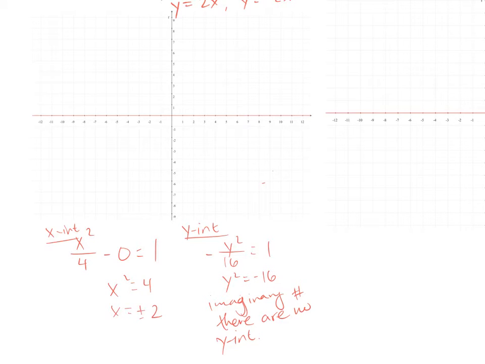So now we're going to graph. First thing I'm going to plot are my x-intercepts, so 2 and negative 2, here and here. And then I need to draw my, excuse me, my asymptotes. So that means I have a line y equals 2x, so I rise 2, run 1. So 1, 2, 1, 1, 2, 1, and continue that line either direction, okay? And then we've got the line, so let me draw that line for you guys.